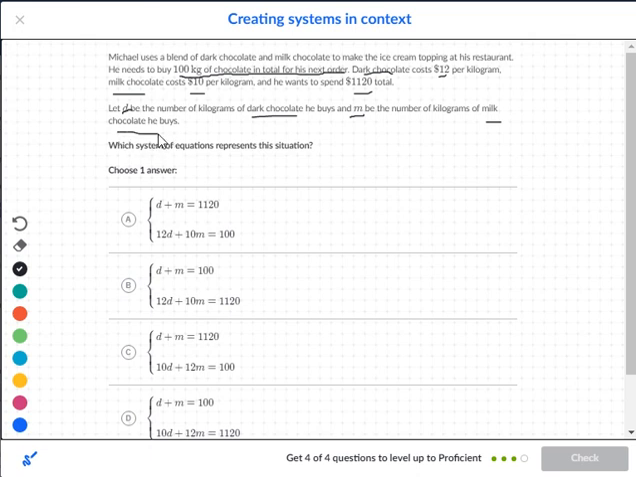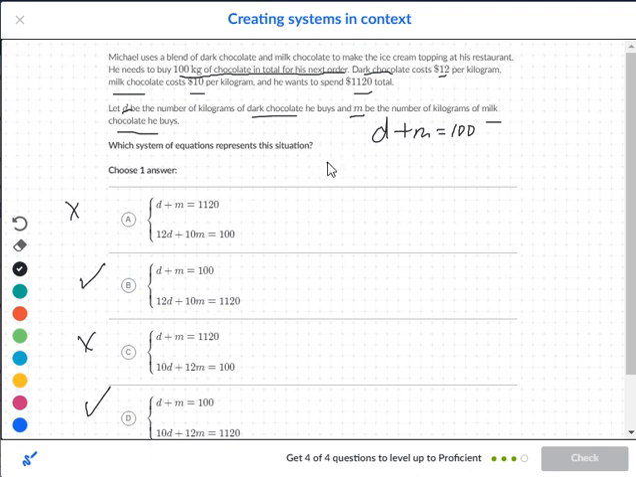Now the first one says he has 100 kilograms. So the 100 kilograms is going to be made up of D plus M. So D plus M is equal to 100. So A is out, B is a possibility, C is out, and D is a possibility. Because when we add up the total for the dark chocolate and the milk chocolate, the overall total is going to be 100 kilograms. Now the next one deals with money.